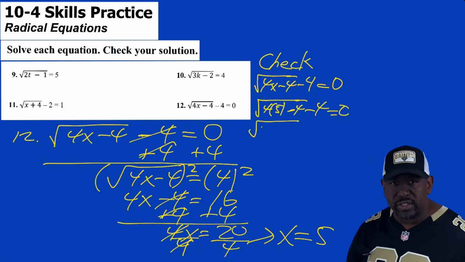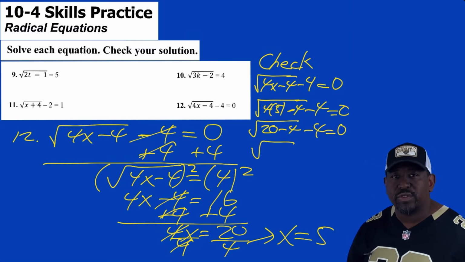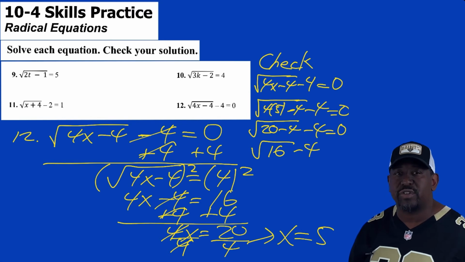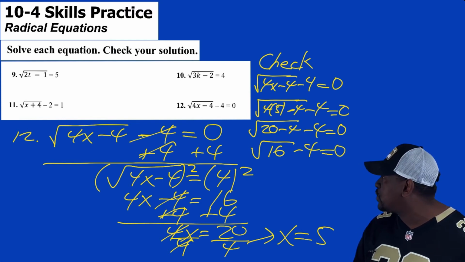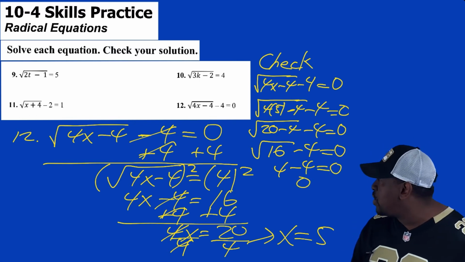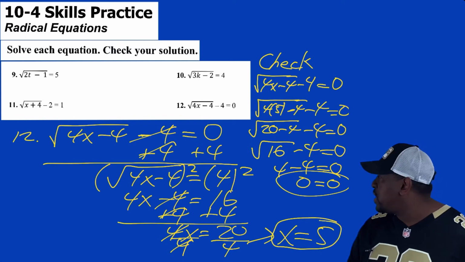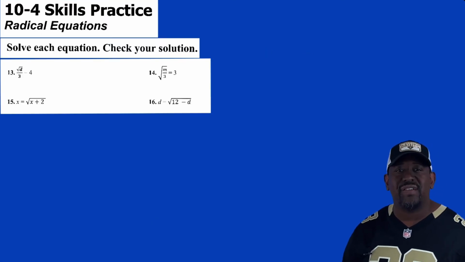Under the radical, we continue to simplify. We have the square root of 20 minus 4. Minus 4 equals 0. Then we will simplify that. That will give us the square root of 16 minus 4 equals 0. Square root of 16 is 4. 4 minus 4 is 0, which is equal to the right side. And so the solution checks out. And so x equals 5 is a valid solution.